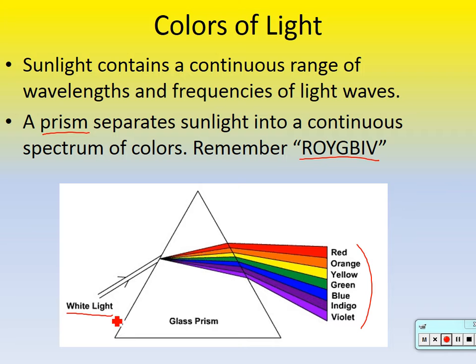In fact, this is what causes rainbows. Instead of a prism, though, what's causing the rainbow? The rain droplets, right? The water droplets in the air. And that separates the white light from the sun into a rainbow. And so white light is a combination of all the colors in ROYGBIV.